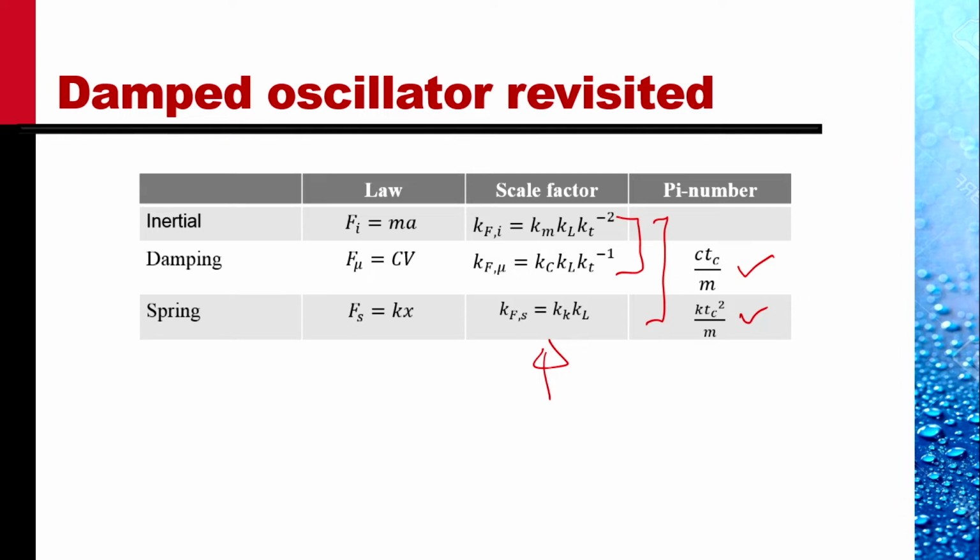The first pi number, C Tc by m, is the ratio of the damping force to the inertial force, while this last one is the ratio of the spring force to the inertial force.